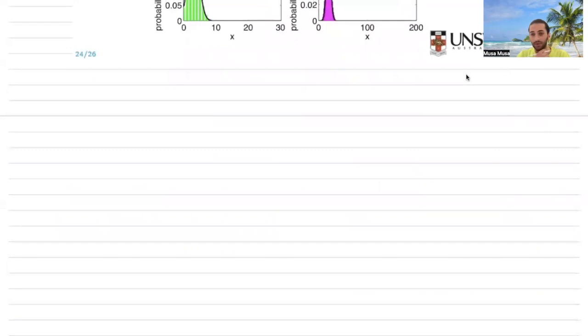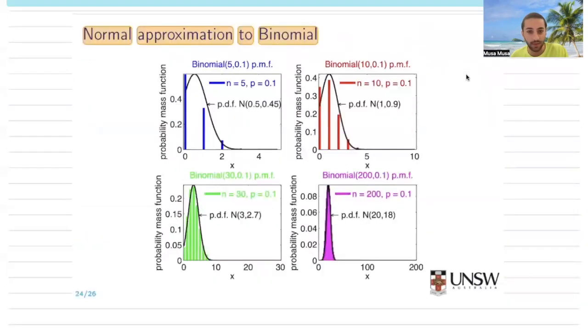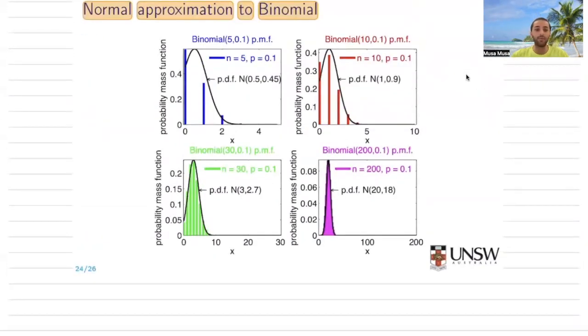Oh, and we also have a little point to make. Actually, let me just make my point here. Now you might say, well, we've kind of just given this example and we've increased the number of trials from 5, 10, 30 to 200. But how are we supposed to know what number is the turning point?